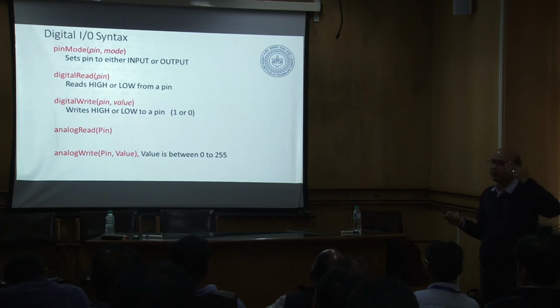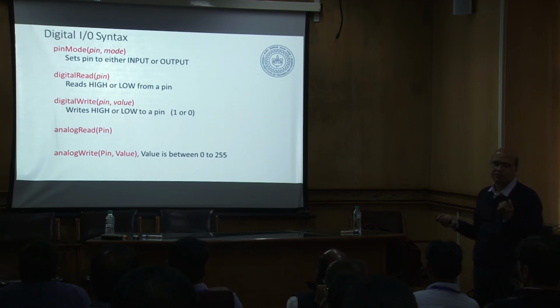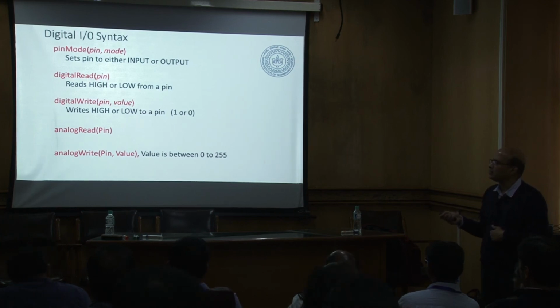In the beginning of the program, we are going to set whichever pins we are going to use to whatever direction we want. So it's an input or output pin. Then digital read pin. This is where we are taking something into the microcontroller. So we say digital read and pin number, which reads high or low from a particular pin. As you can see, the syntax is very, very easy. Then digital write takes a pin number and a value. The value can be high or it can be low.